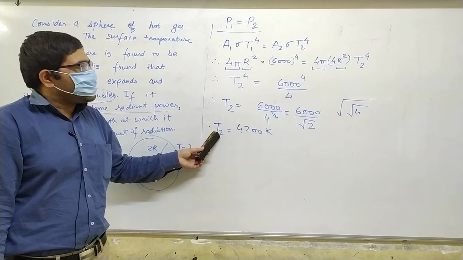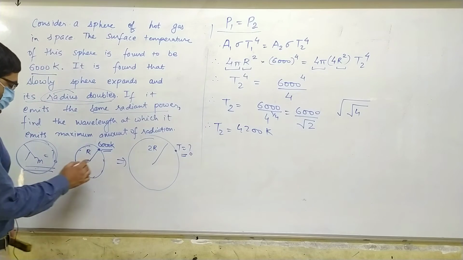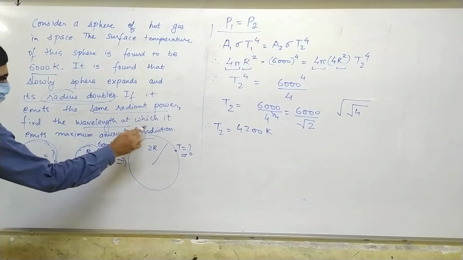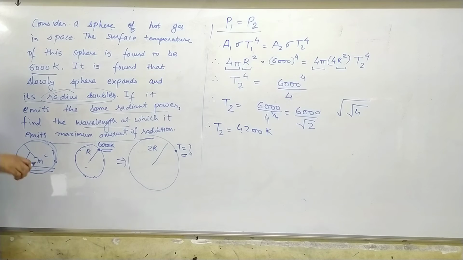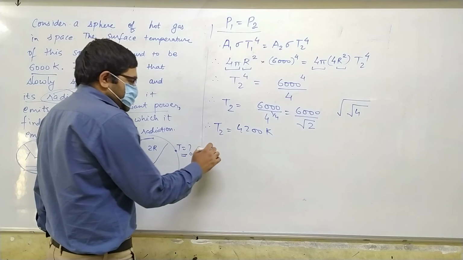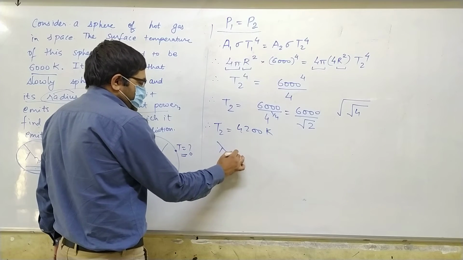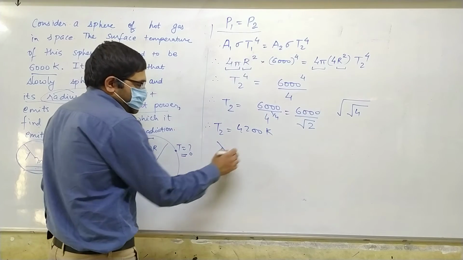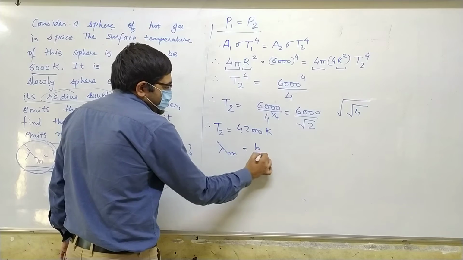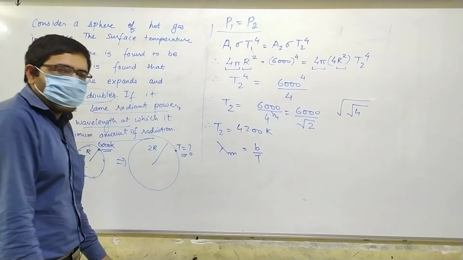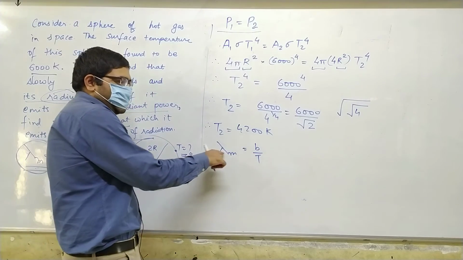Now, once we have found T2, let's go over to the next thing. We want to find what's the wavelength at which maximum amount of radiation is emitted. So, maximum amount of radiation is emitted at the wavelength which we call lambda m. We have to find lambda m. So, lambda m is equal to B upon T by Wein's displacement law.